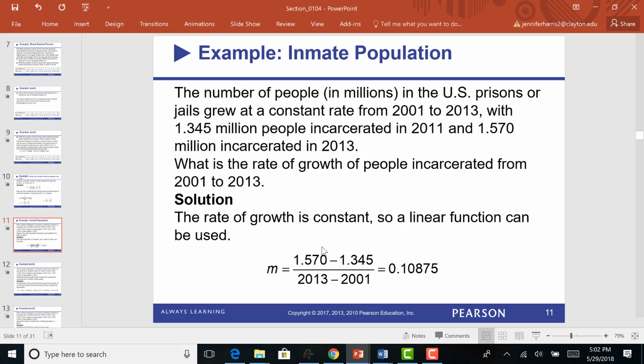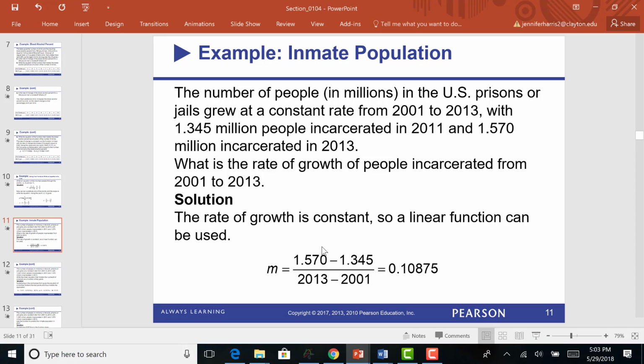They want to know what's the rate of increase of people in prison. What should we do? We're looking for the slope, right? Do you have enough information to do the slope calculation? Yes. So the question is, I want to know what's the growth rate per year. In 2011, it was how many? 1.570 in 2011. And they put 2001.